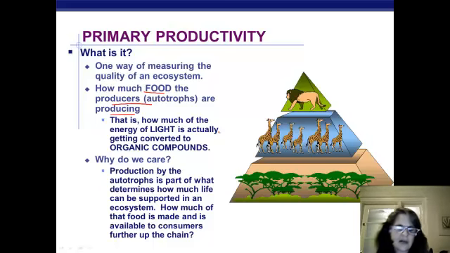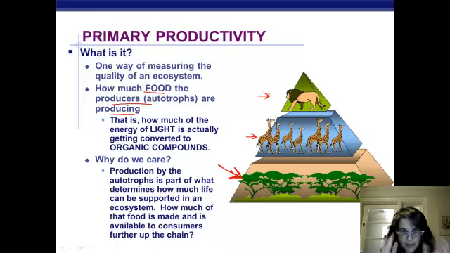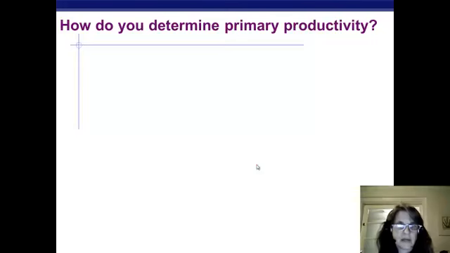The reason we care is because how much these producers are producing determines how much life can be supported above them in our energy pyramid, so to speak. Okay? So how much production the producers do determines how much life can be supported above them, because we are depending on them to get our organic compounds. Okay?